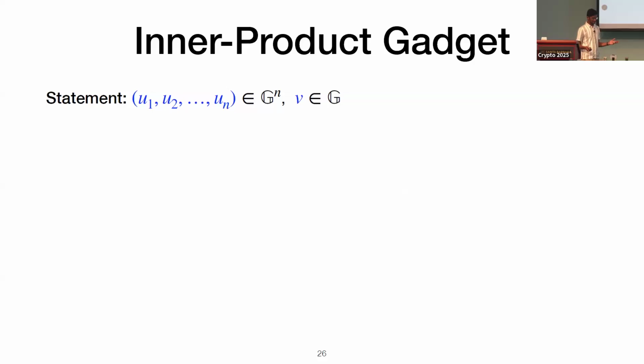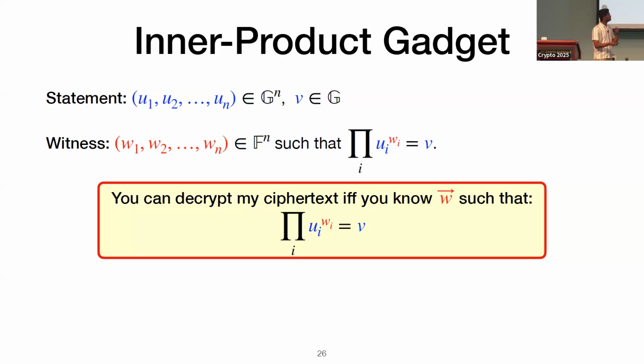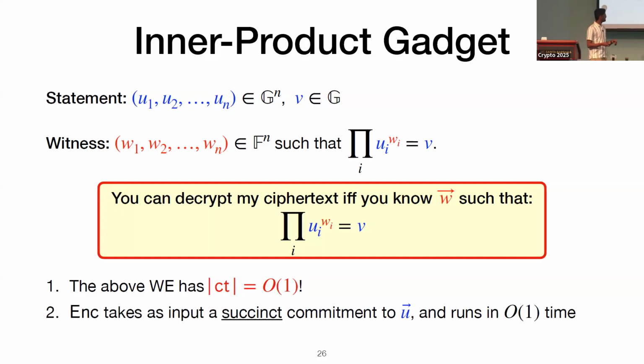Now, how do we actually build this? Now comes our first gadget, which is the inner product gadget. And it's very simple. The statement is n group elements, and there's another group element, v. The witness is n field elements such that the linear combination of u1 to un is going to be equal to v. Okay? So if you find such a linear combination, and I encrypt it to u1 to un comma v, you can essentially decrypt my ciphertext. Okay? And just trust me for now that the ciphertext actually has constant size. And the encryption algorithm can actually take a succinct commitment to u-bar, so it can run in constant time once you create this succinct commitment.